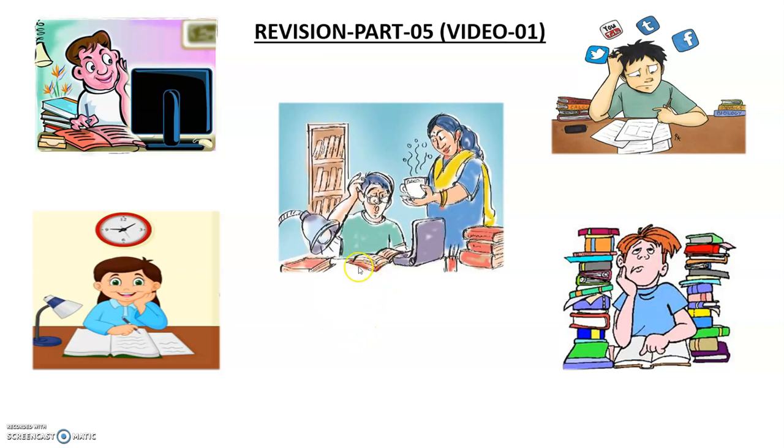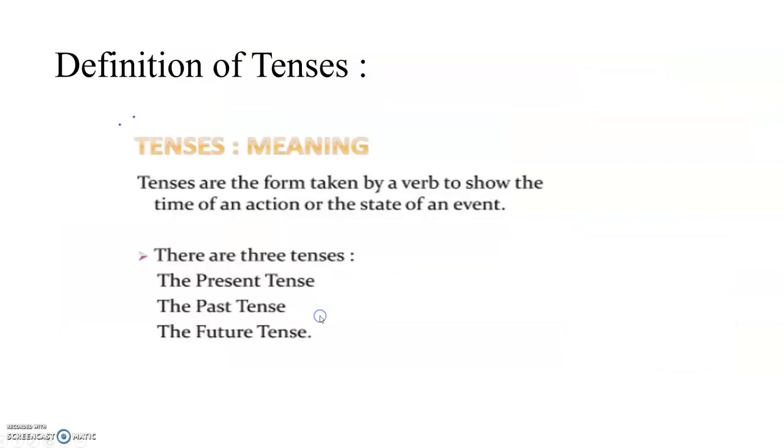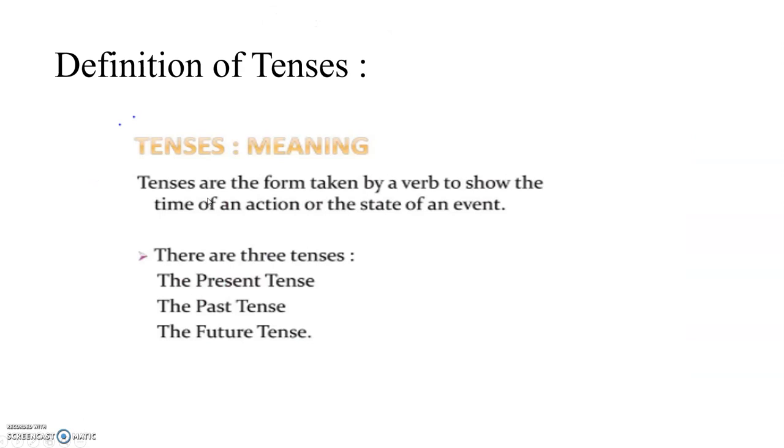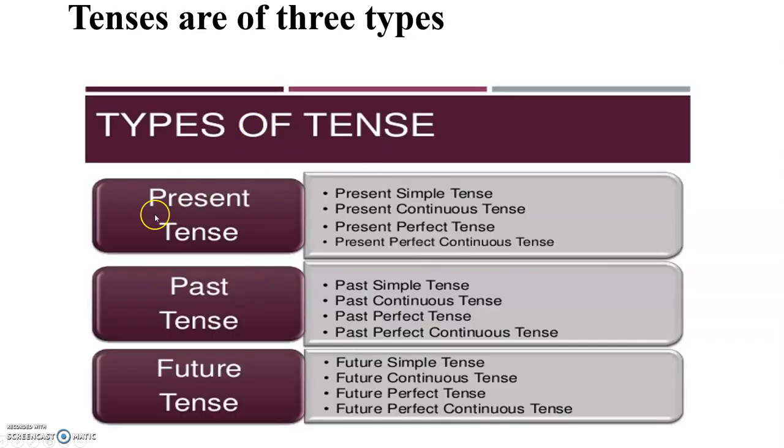Okay. So today, as I said, we will be doing English grammar. So coming to the topic tenses. Now what are tenses? Tenses are the form taken by a verb to show the time of an action or the state of an event. And there are three types of tenses: the present tense, the past tense, and the future tense. So types of tenses here: present, past, future.